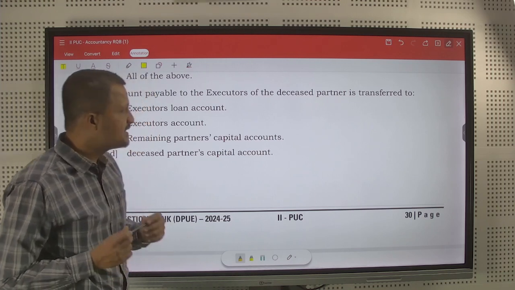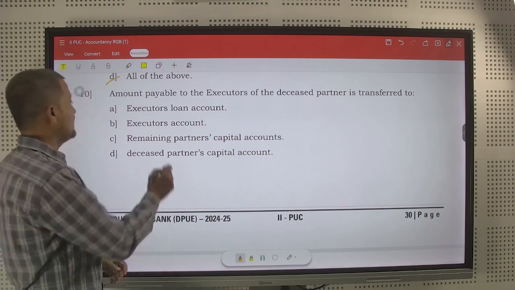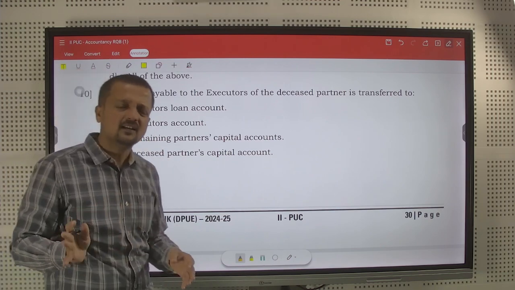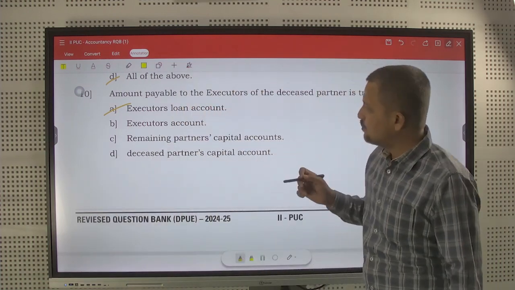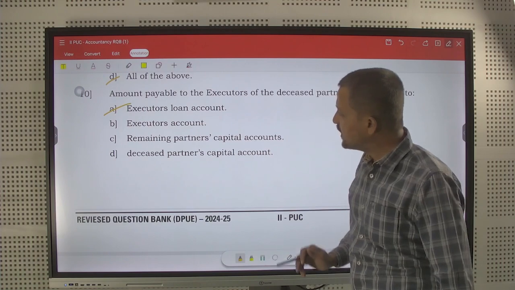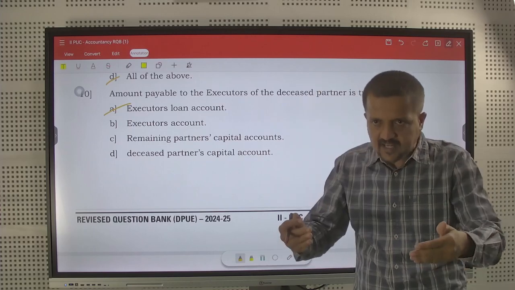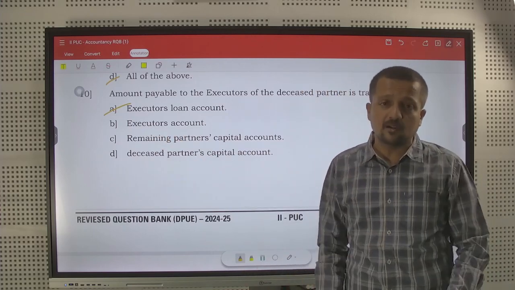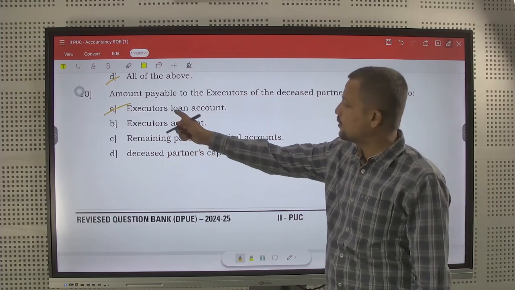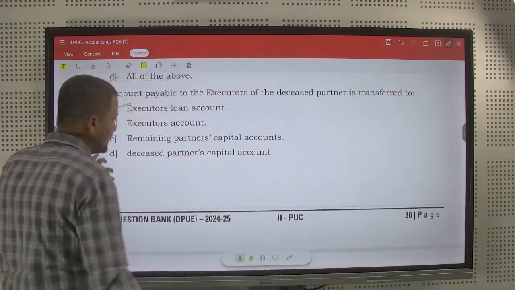Amount payable to the executor of the deceased partner is transferred to the executor account. Again, this question is a little tricky. The reason is, at what stage it is very important, because if it is after the preparation of the deceased partner's capital account, it should be transferred to the executor. If it is after preparation of the executor account, then it should be transferred to the executor's loan account. So we assume here that it is after preparation of the executor's account.